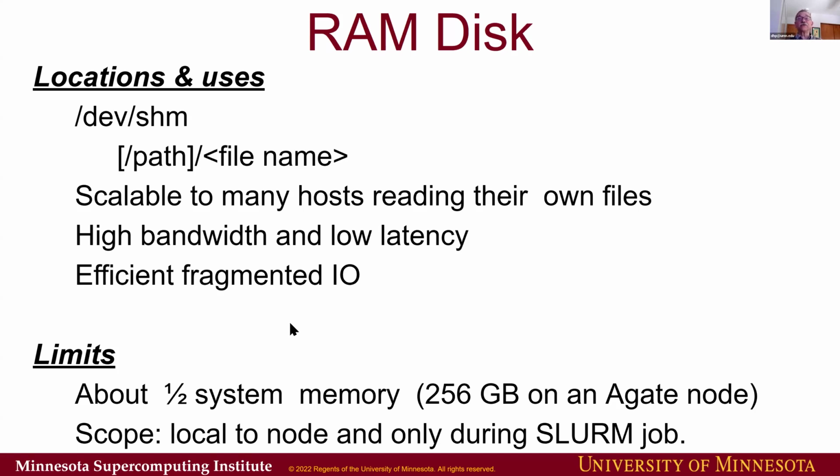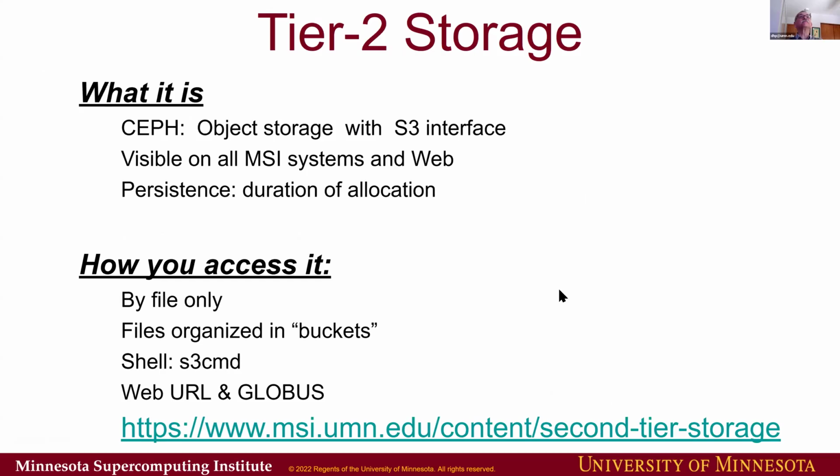The only trade-off is that you're going to be limited to half the size of the memory on the local system. And of course, it's only visible to the local system. That'll typically be on the order of 256 gig on a typical half a terabyte Agate compute node. And the scope, again, is just local to the node.